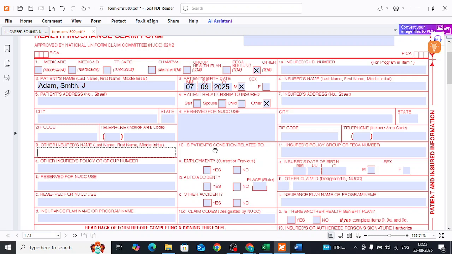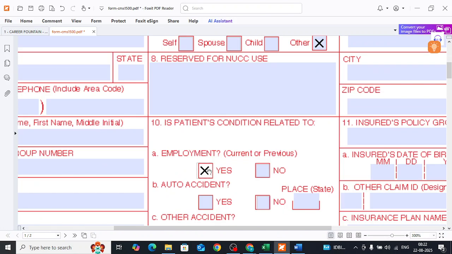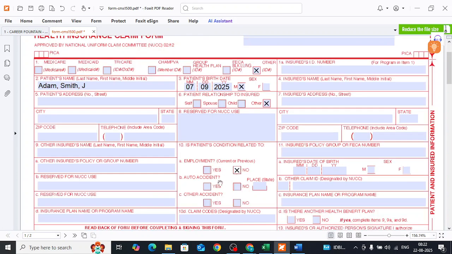Box number 10 is patient condition related to. Okay. So due to what condition did the patient come to the hospital? What was the reason for the patient's condition? Maybe he got injured or ill at his workplace, then it will get checked as employment. Okay, or else it will go as a no. If he got in an accident on a bike or car, then it will go as auto accident, or else it will go as a no. And in any other case, it will go as a yes under other accident. Okay. If it is not an accident, then it will go as a no.